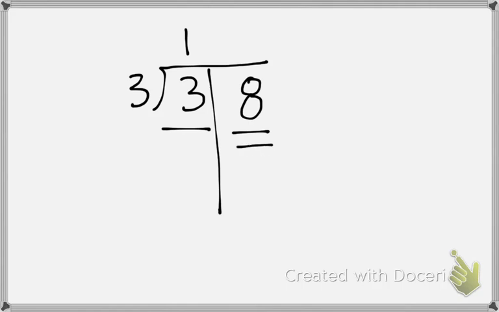3, 6, 9. Oh, I only have 8, so I have to back up. 3, 6, and I need to get to 8. 6, 7, 8. I drew 2 lines. These 2 dots that are left over have nowhere to go, so they become our remainder.